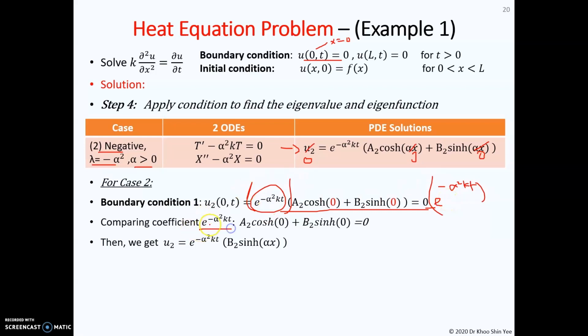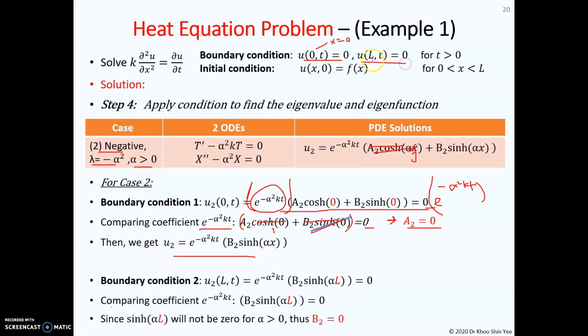So we take out the exponential function on your left hand side. You have the hyperbolic cos and hyperbolic sine terms. On your right hand side, the coefficient is 0. Hyperbolic sine 0 is equal to 0, therefore this term can be cancelled. Hyperbolic cos 0 gives you 1. Therefore, you obtain A2 equal to 0. Substitute A2 equal to 0 inside the original PDE solution here. You obtain this PDE solution.